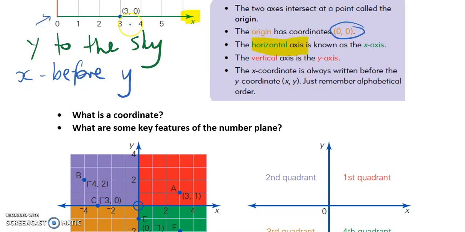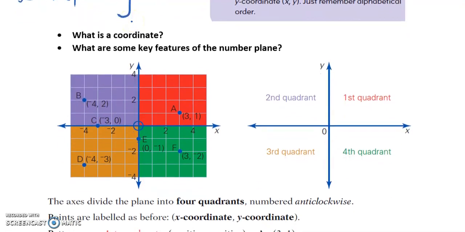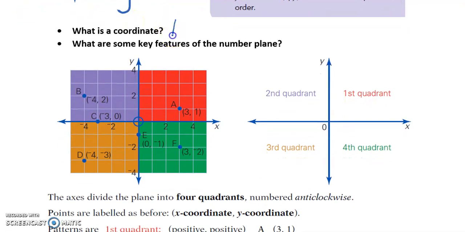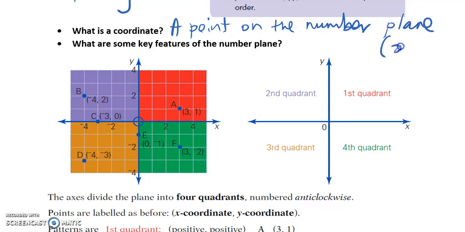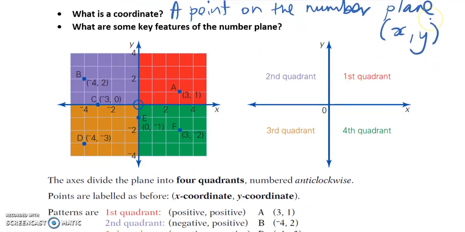Helpful little rhyme. A coordinate, what is a coordinate? Well, a coordinate is a point on the number plane and that point is made up of an x and then a y value, okay? And then it's like a grid reference point. So we see these in street maps or in theme park maps, you'll have a grid reference, okay?